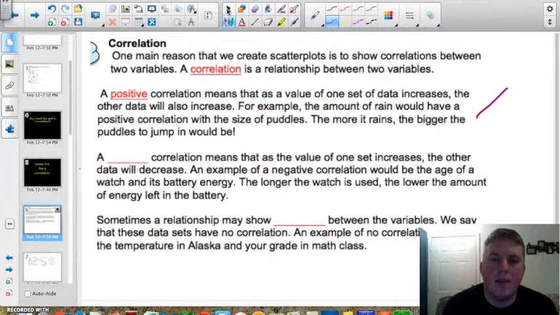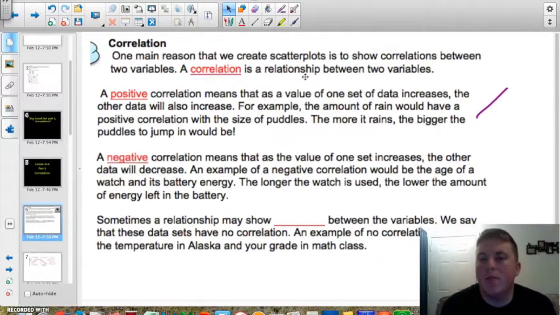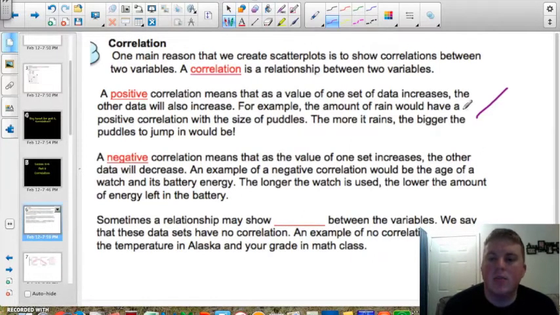We also have a negative correlation, and negative correlation means as the value of one set increases, the other will decrease. So an example of a negative correlation would be the age of a watch and its battery energy. The longer you have a watch and the longer that you use it, the less and less energy is stored in that watch as the battery starts to die. When we have a negative correlation, it's going to be a correlation that has a negative slope or a negative rate of change that is going downhill.